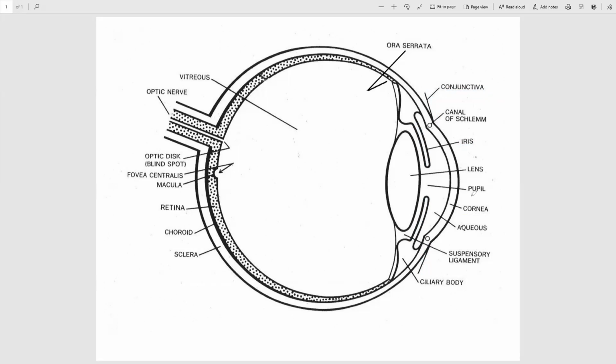Next, we have the pupil. The pupil is right here. The pupil is the round hole in the center of the iris through which light passes. The pupil ordinarily appears black because there is very little light coming from the dark chamber behind it. Next, we have the aqueous humor. The aqueous humor is this portion right in here. The aqueous humor is the watery fluid that fills the anterior chamber of the eye and provides some of the nutrition for the surrounding parts.